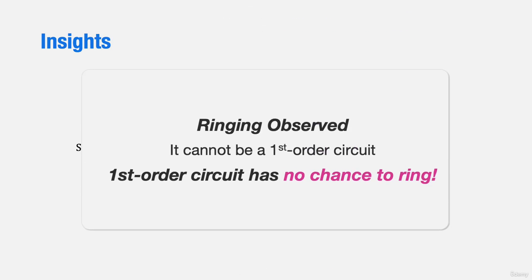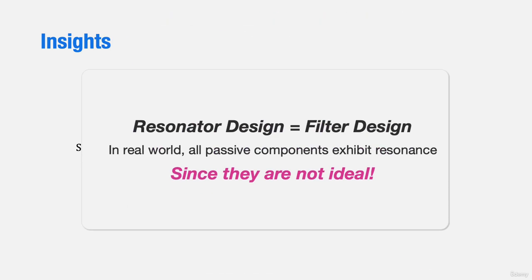Another insight is that if we observe ringing in the circuit, it cannot be a first-order circuit, since a first-order circuit cannot exhibit ringing. Finally, in designing a resonator, we are essentially designing a filter. In the real world, all passive components exhibit resonance since they are not ideal and have some level of resistance, inductance, and capacitance. As a result, RLC components may resonate at certain frequencies.